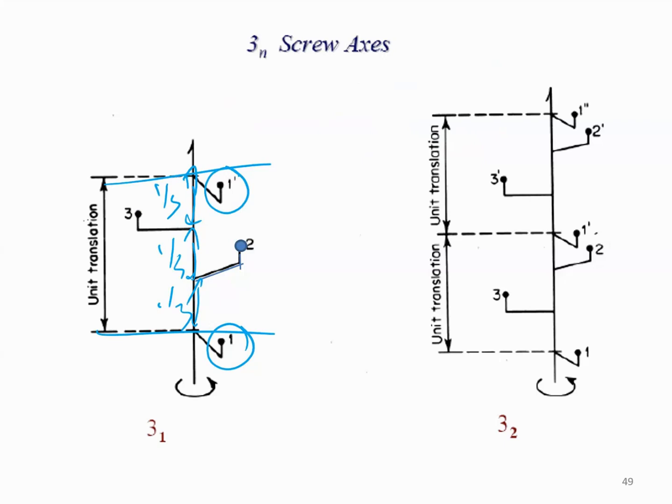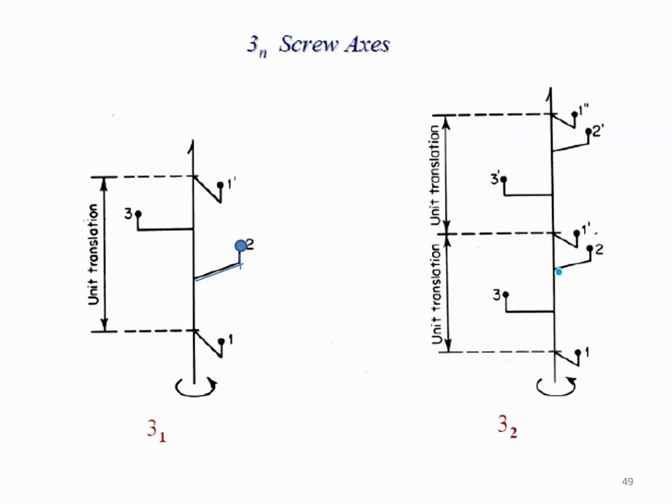So how about the 3_2 screw axis? For the 3_2 screw axis, you can see that this is position 1, and then you have to rotate by 120 degrees, and then we have to translate by 2/3. So this 1/3, 2/3. So we have to translate to here. So 1 translates to here.